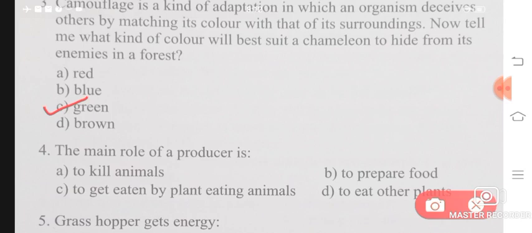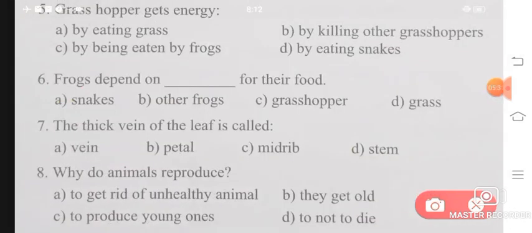Question number 4. The main role of a producer is to prepare food. The producer's job is to make food. Question number 5. Grasshopper gets energy by eating grass. Question 6. Frogs depend on grasshopper for their food. Question number 7. The thick vein of the leaf is called. What is the thick vein inside a leaf called? It is called midrib.